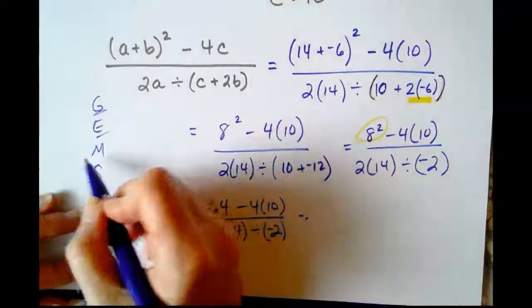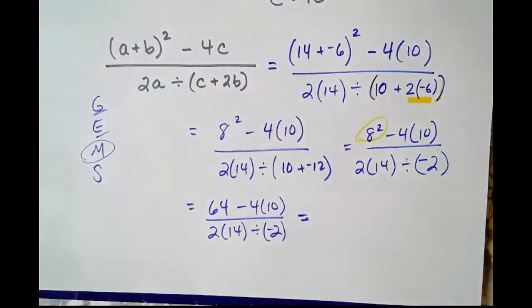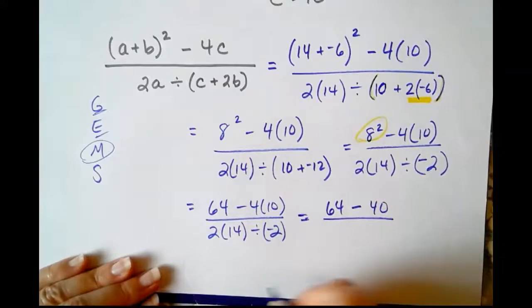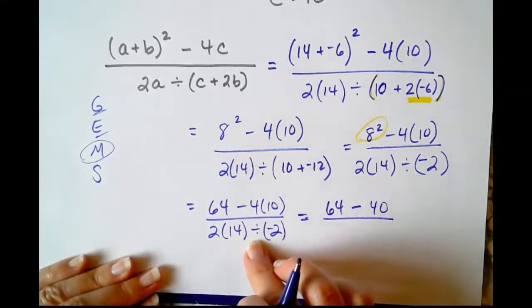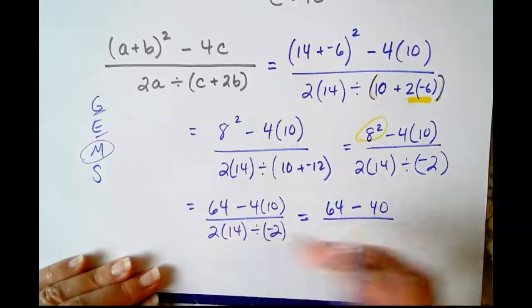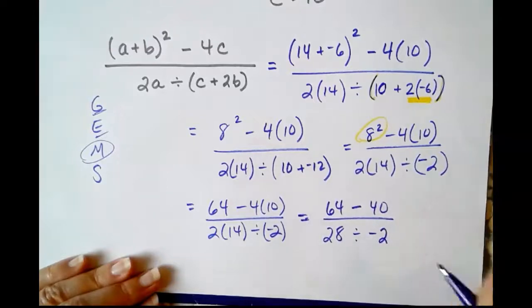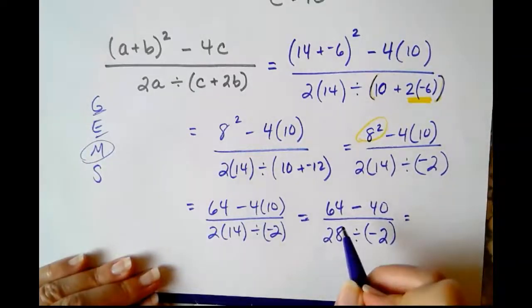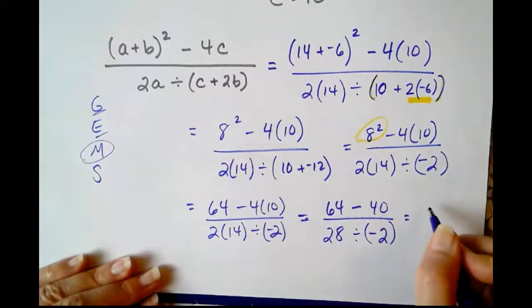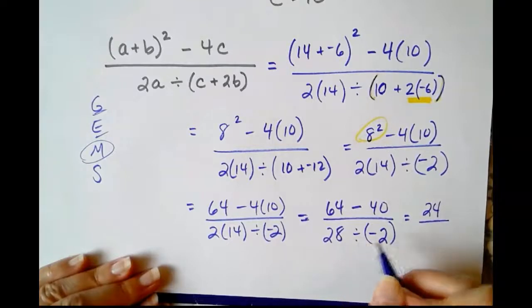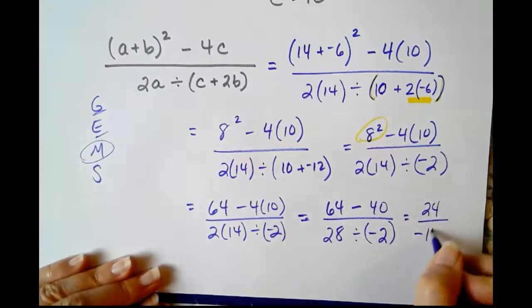Okay, we did the G, we did the E, now we're going to the M. We're going to multiply or divide in the order that it comes from left to right. So 64 minus 4 times 10 is 40, over 2 times 14 divided by negative 2. The multiplication comes first from left to right. That's 28 divided by a negative 2. I'll keep that in parentheses. You can keep it or not. It doesn't make that much of a difference. So now we've got 64 minus 40. That is 24, over 28 divided by negative 2, which is negative 14.